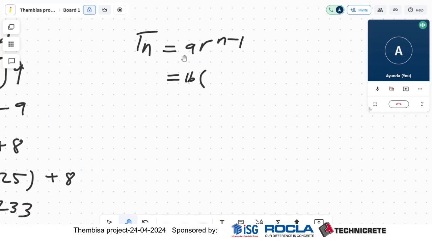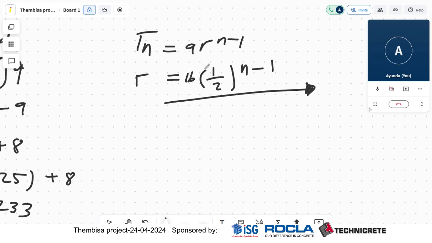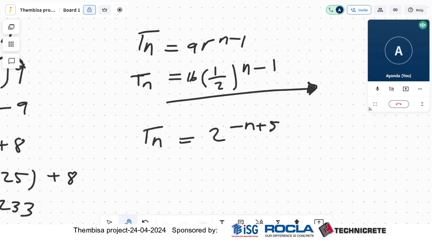So our ratio, r, is a half. So Tn is equal to 16 times a half to the power of n minus 1. And that's it. You found the value for the nth term. If you wanted to simplify this even further, you could rewrite this as Tn is equal to 2 to the power of negative n plus 5, by turning the 2 into 2 to the power of negative 1 and distributing the exponent of n minus 1. But even leaving it right here is fine.